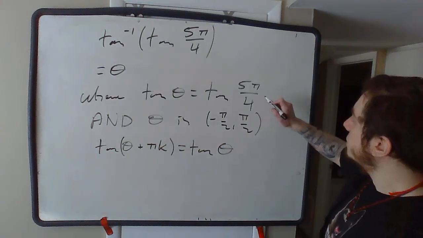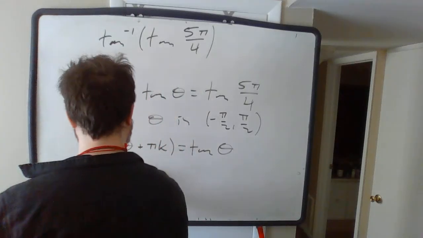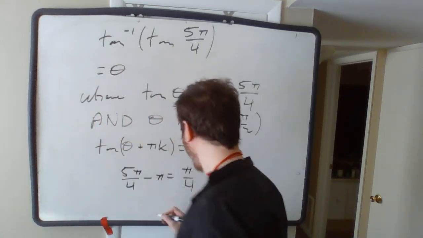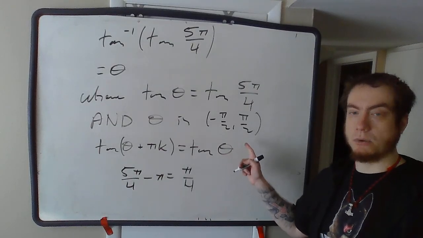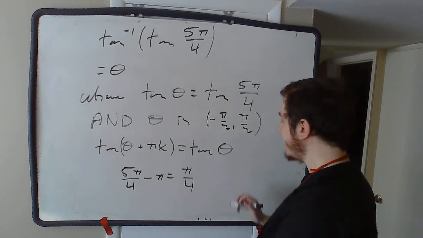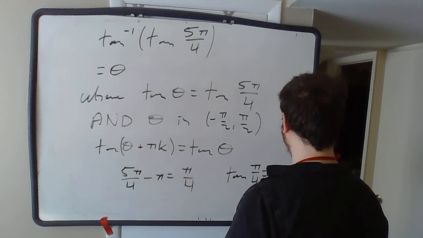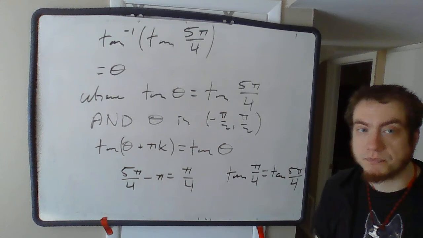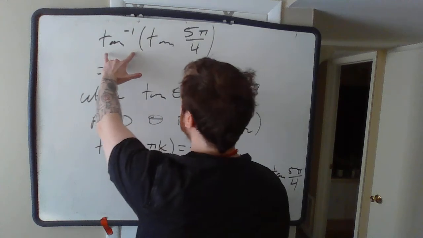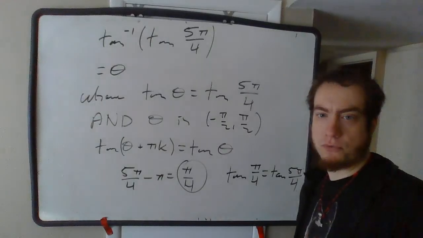Now I notice 5 pi over 4 is too large. So I try subtracting pi. 5 pi over 4 minus pi, this is equal to pi over 4. That is in the correct interval here. It's between minus pi over 2 and positive pi over 2. And tangent of pi over 4 is equal to tangent of 5 pi over 4. So this is the angle that I want as my answer here for what is the tangent inverse or arctangent of the tangent of 5 pi over 4.